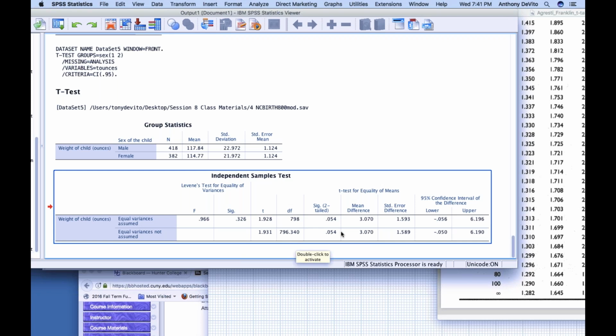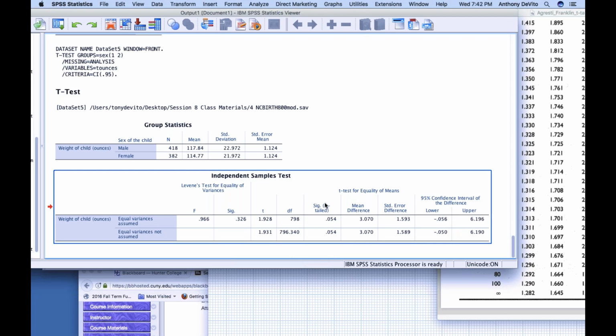Okay, would it have made any difference if I had gone with the second row? Well, my t-score would have been a little bit bigger, but my degrees of freedom would have been a tiny bit smaller, and in fact, my p-value is exactly the same. Okay, so it would not have made a difference in this case.